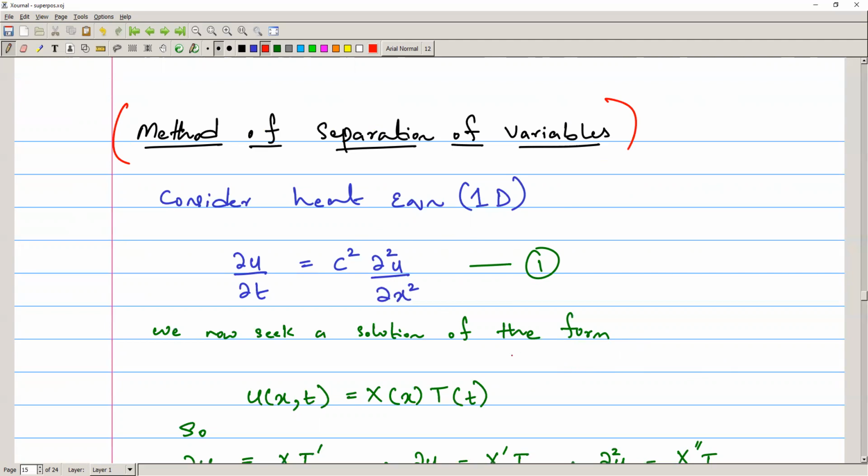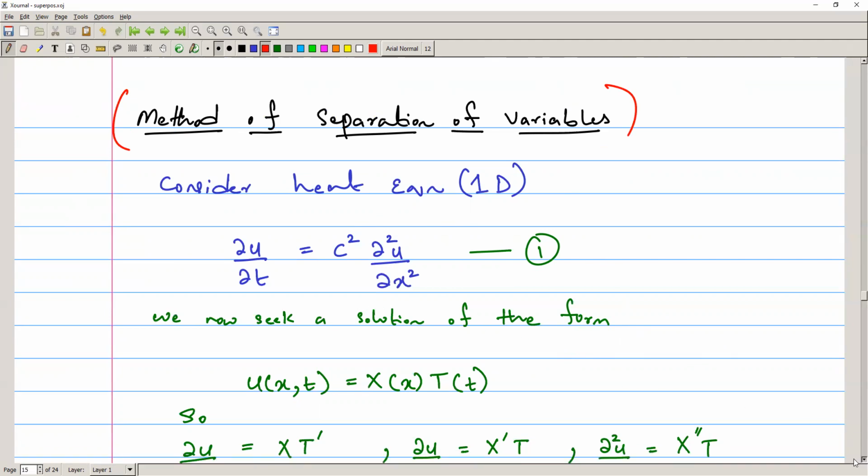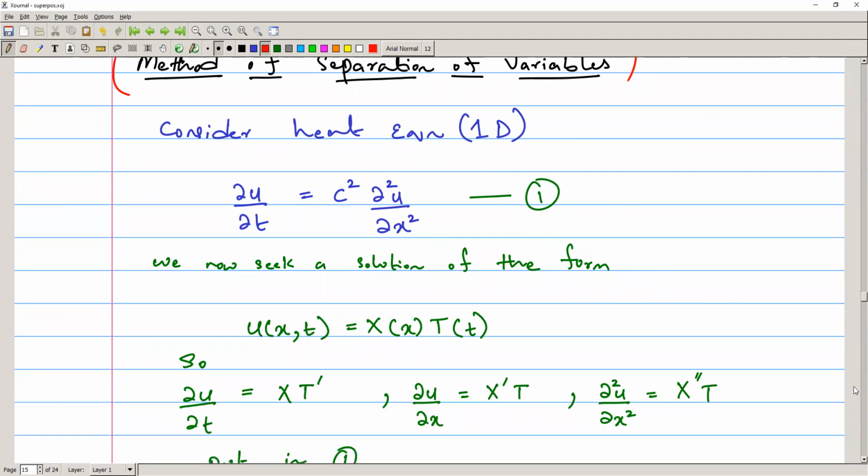Now let us consider a heat equation is given, the one-dimensional heat equation, and we need to find the general solution of this equation. So we need to separate the variables first. So here we are going to separate variables. We say let u of x comma t equal X times T, right? Where X is a function of x and capital T is a function of t.